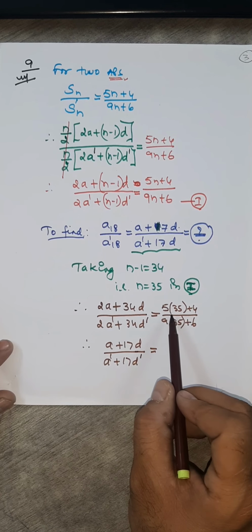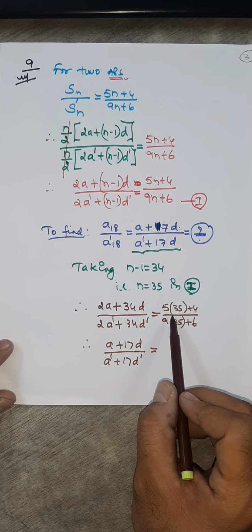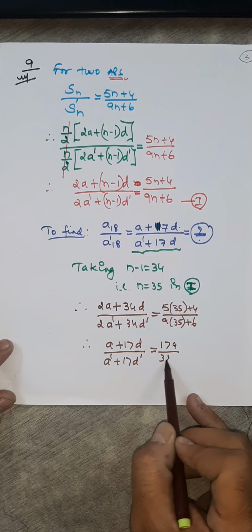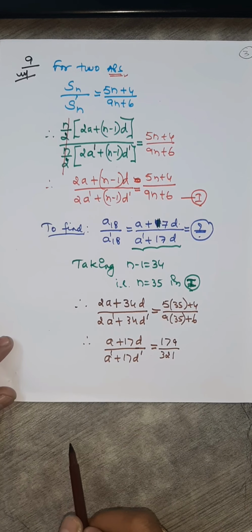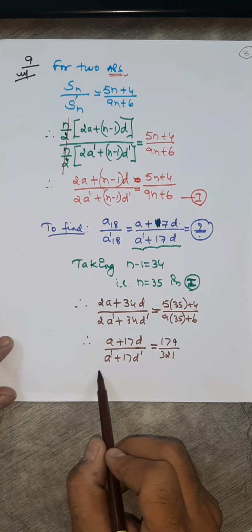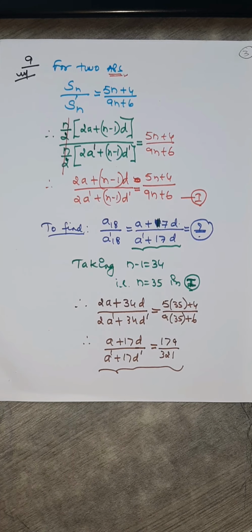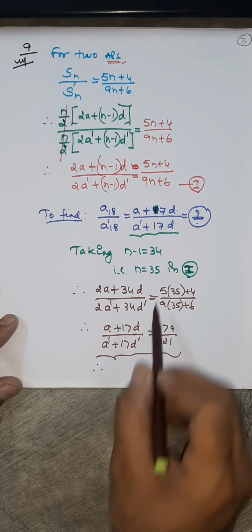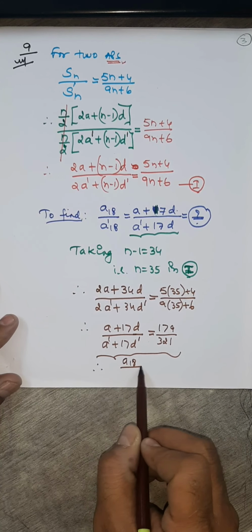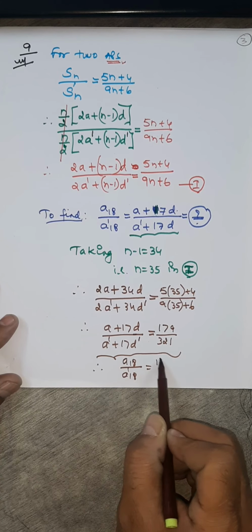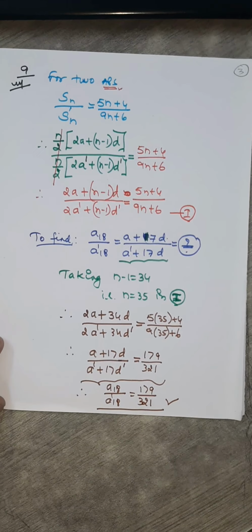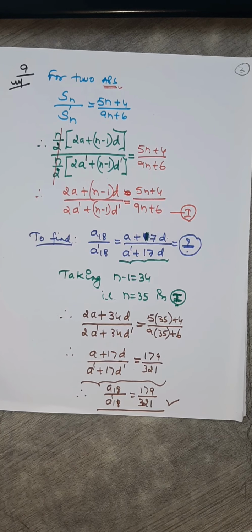what is this? This is nothing but here, if we just simplify, we'll get 179 here, and this is 321. And that's what I suppose you are asked, is it? What's the question? Just read the question, you'll realize, find the ratio of this. So this is nothing but which term? As we've written, 18th term of these two progressions equals to 179 upon 321. This is the required ratio. Clear? It's a very important question.